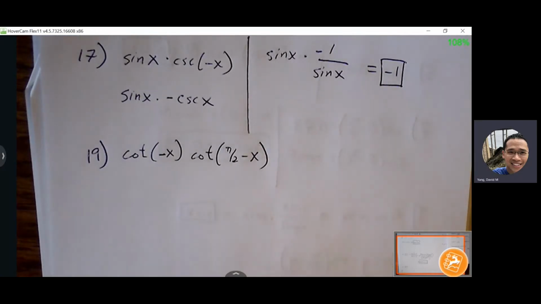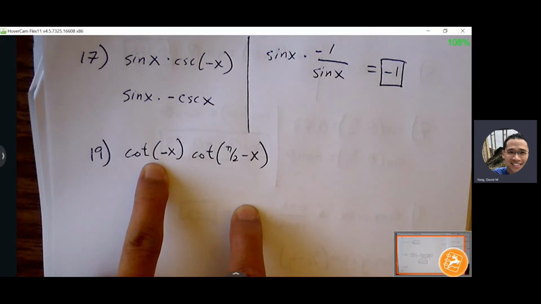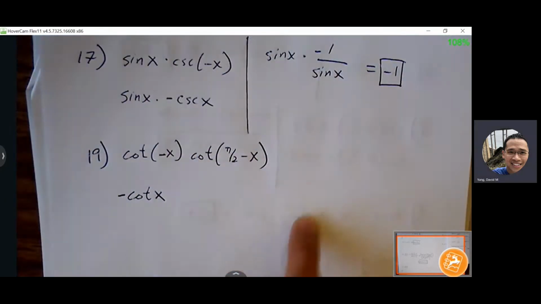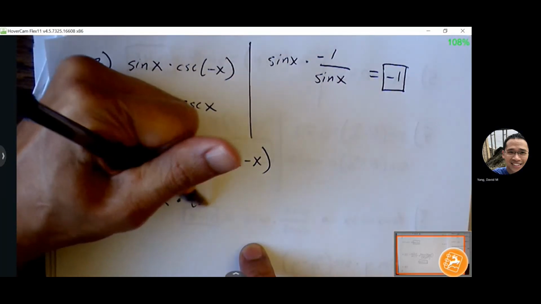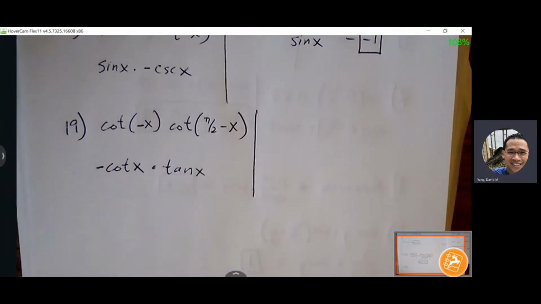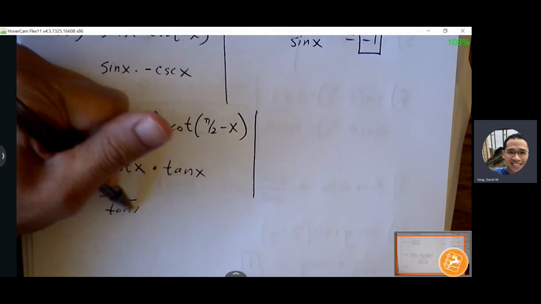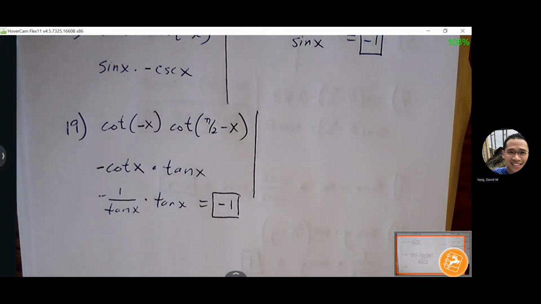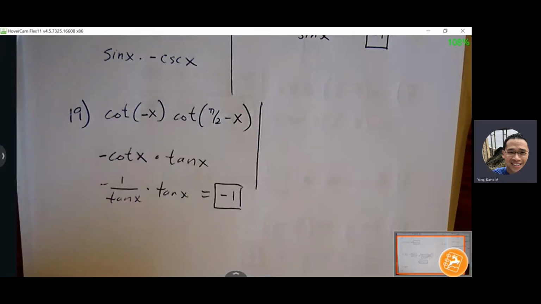Okay, let's see if any of these properties can be applied here. What can we do with cotangent of negative x? Yeah, hold that negative in front, right? How can I convert cotangent of pi over 2 minus x? Tangent. Cotangent is the reciprocal of tangent. So I can really think of it as negative 1 over tangent x times tangent x. Tangent goes away, but a negative 1 is left. Okay, 21.